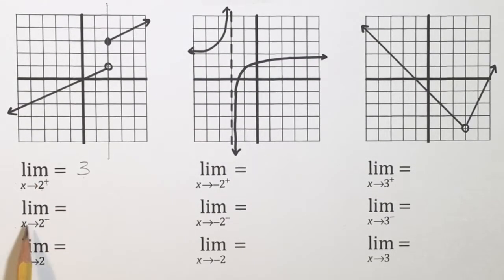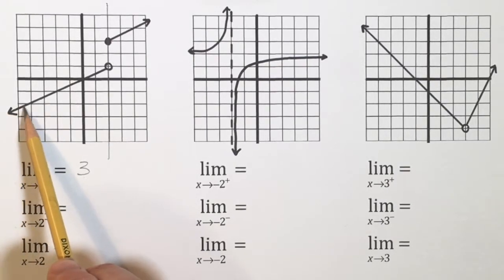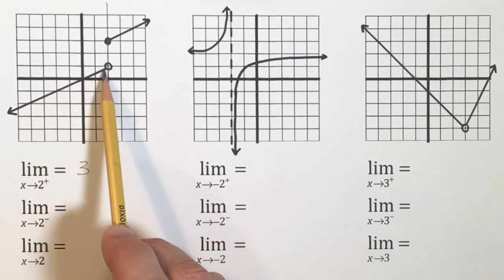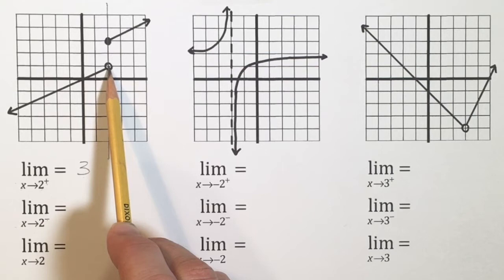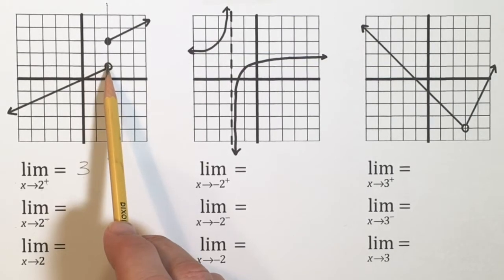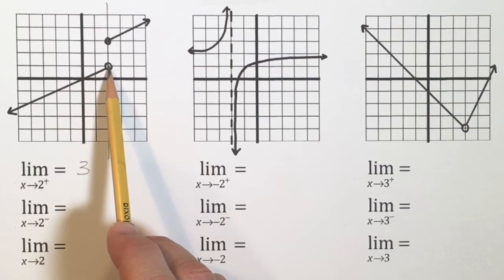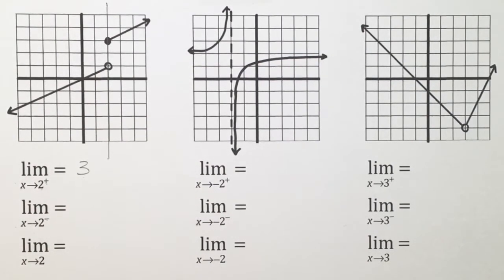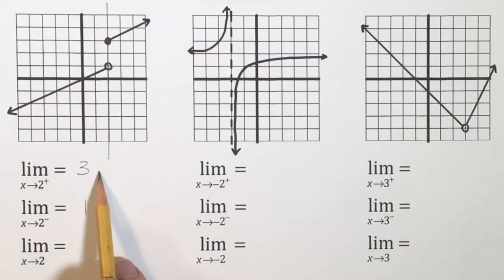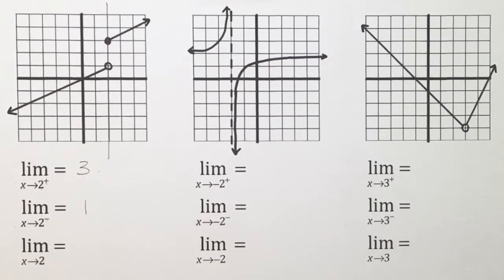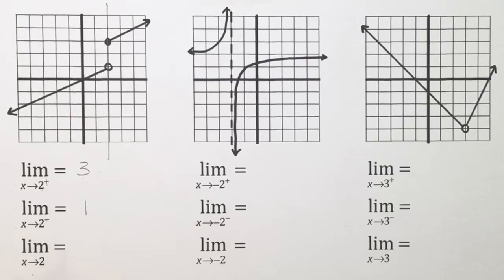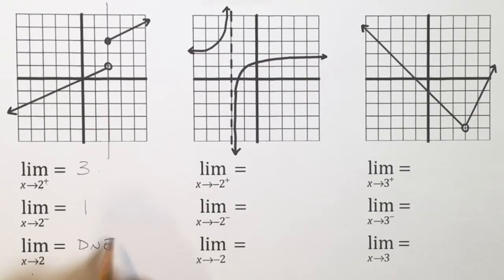Let's see what the limit as x approaches 2 from the negative side is. Let me approach it from the negative side or the left-hand side, and as I approach that line, I'm headed towards the point 2, 1. I know it's undefined there, but my graph is still headed towards the point 2, 1. The limit as x approaches 2 from the negative side is 1. Since my right-hand limit and left-hand limit are not matching, we say the limit as x approaches 2 does not exist. Let's look at this next example.